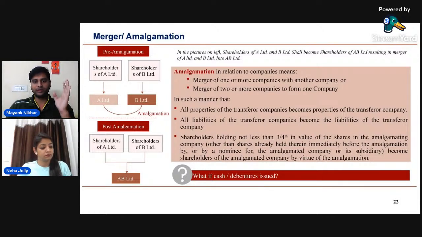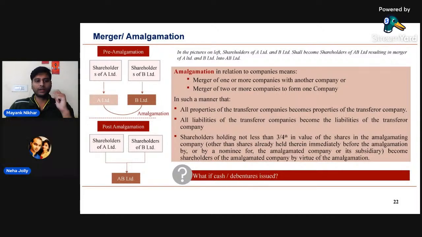All the liabilities of A and B become the liabilities of AB Limited. Shareholding not less than three-fourth in value of the shares. So for the shareholders in A Limited and B Limited, you'll have to work out the value of A Limited and B Limited and three-fourth of that value. The shareholders holding shares equal to or more than three-fourth of the total value of the company must become shareholders of AB Limited for the merger to comply with the prescribed method under which an amalgamation will be recognized as effective.